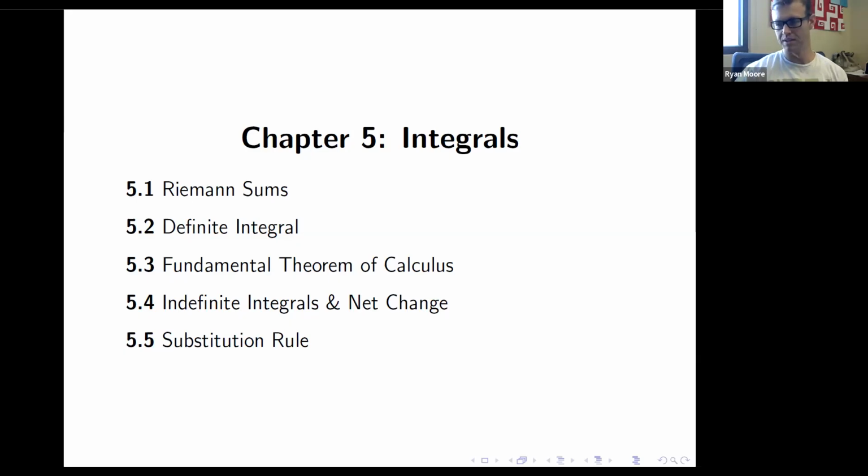Guys, very exciting section, 5.2, the definite integral. In this section, we're going to start to connect the Riemann sums from 5.1 with limits, and then eventually it's going to go, of course, to derivatives once we get to 5.3. So we start to see the connection to our calculus concepts right here with the definite integral.